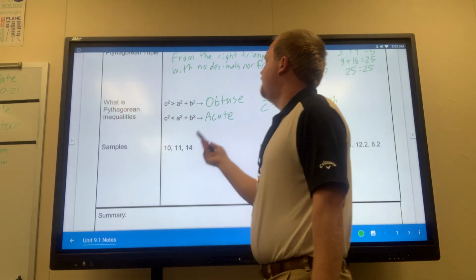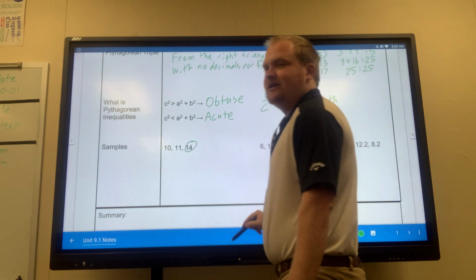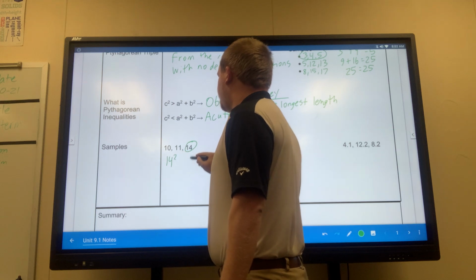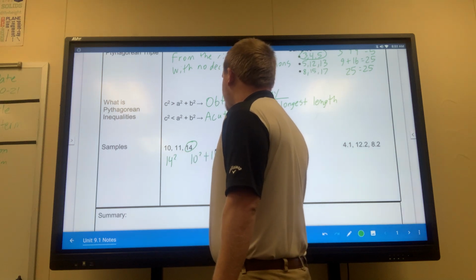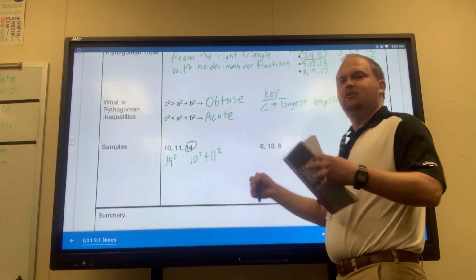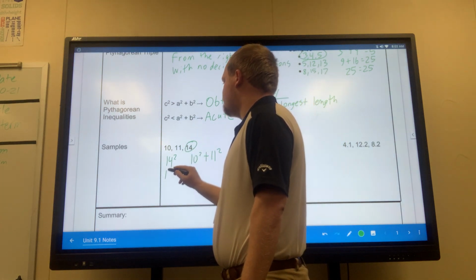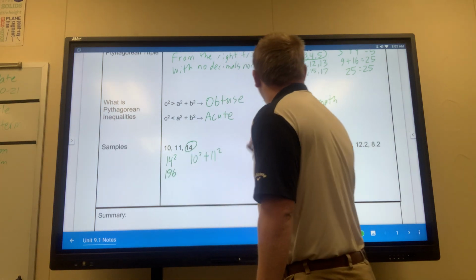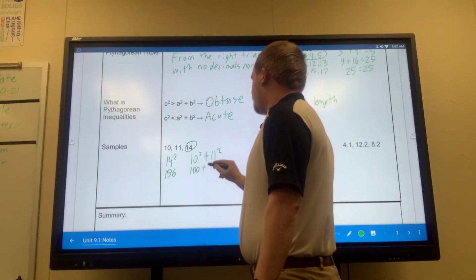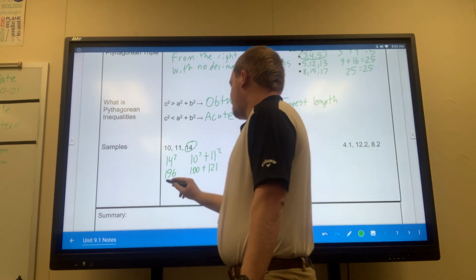So I got 10, 11, and 14. Well, I know 14 is my biggest length. So I'm going to say 14 squared, and then 10 squared plus 11 squared. Then I'll figure out which one is bigger or less than. Well, 14 squared is 196, because we just talked about that earlier. 10 squared is 100. 11 squared is 121. Add them together.